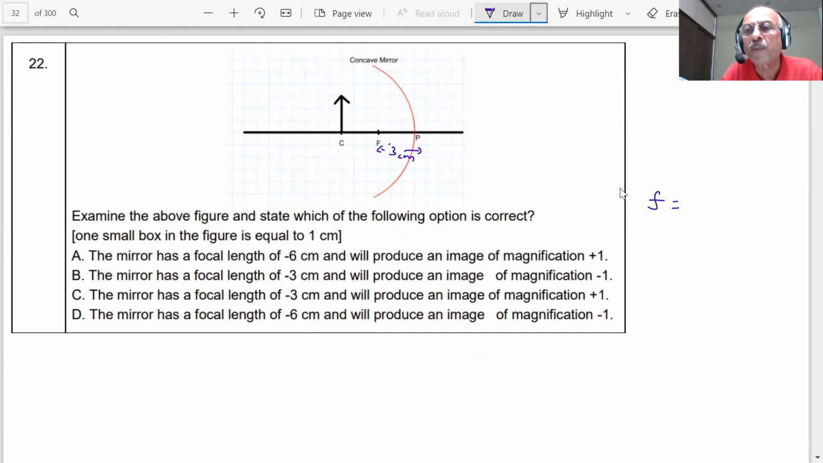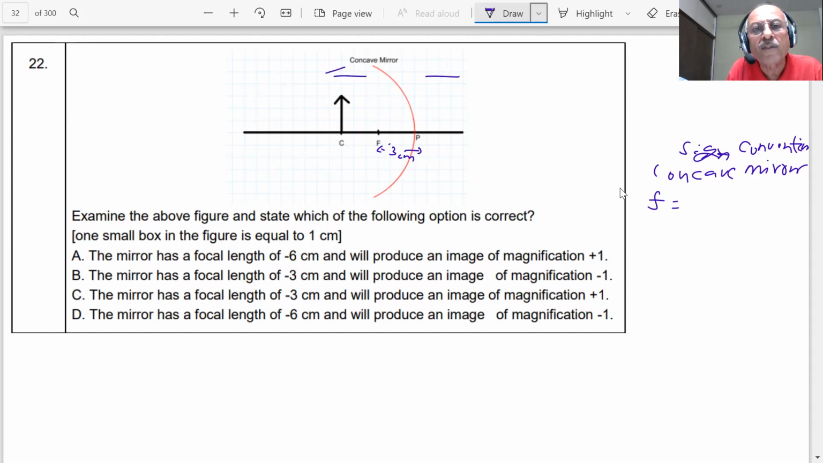This is a concave mirror. Student, use the sign convention. You have learned sign convention. When you measure on this side, this is a negative sign, and this is a positive sign. So focal length should be -3 centimeter. That is clear, student. So this cannot be the right answer.